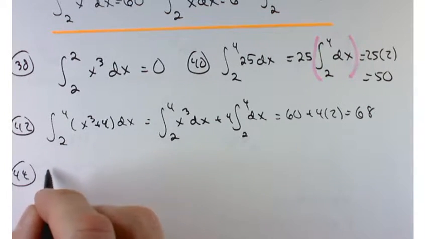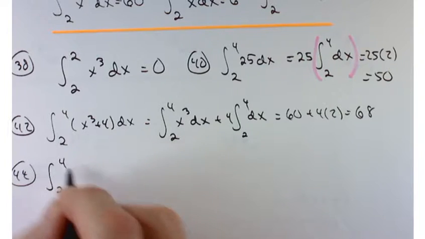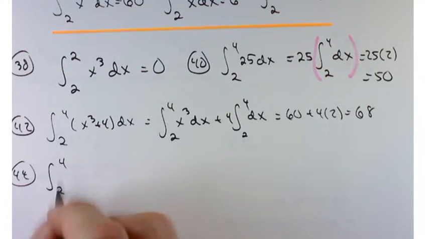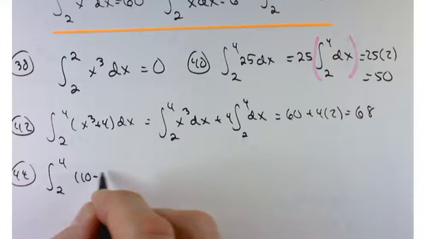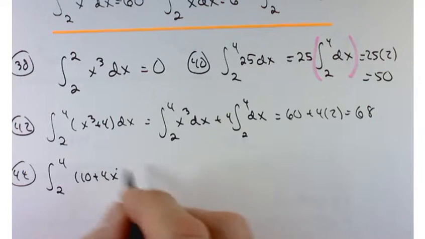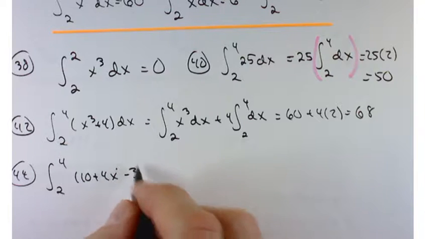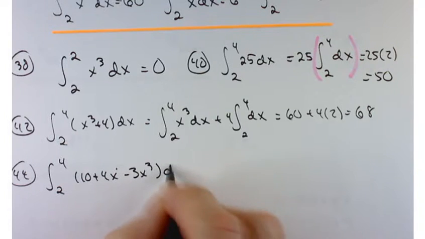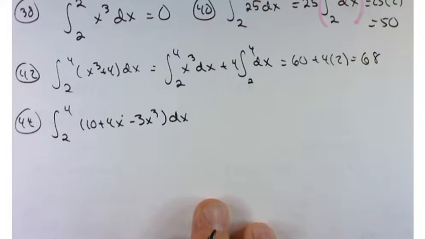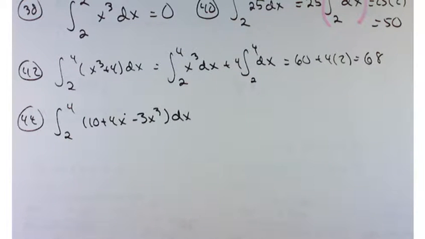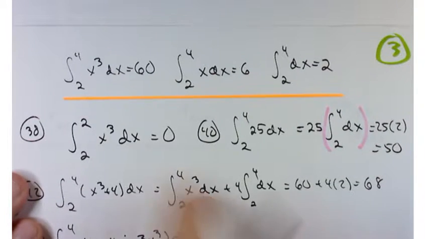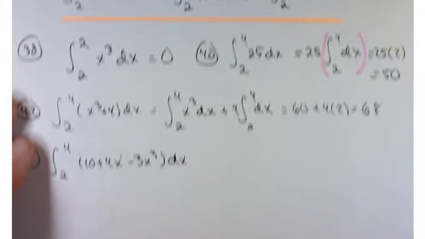Problem number 44. The integral from 2 to 4 of 10 plus 4x minus, was it 3x cubed, dx? Oh, that was given, right? The integral of x cubed from 2 to 4 is 60.